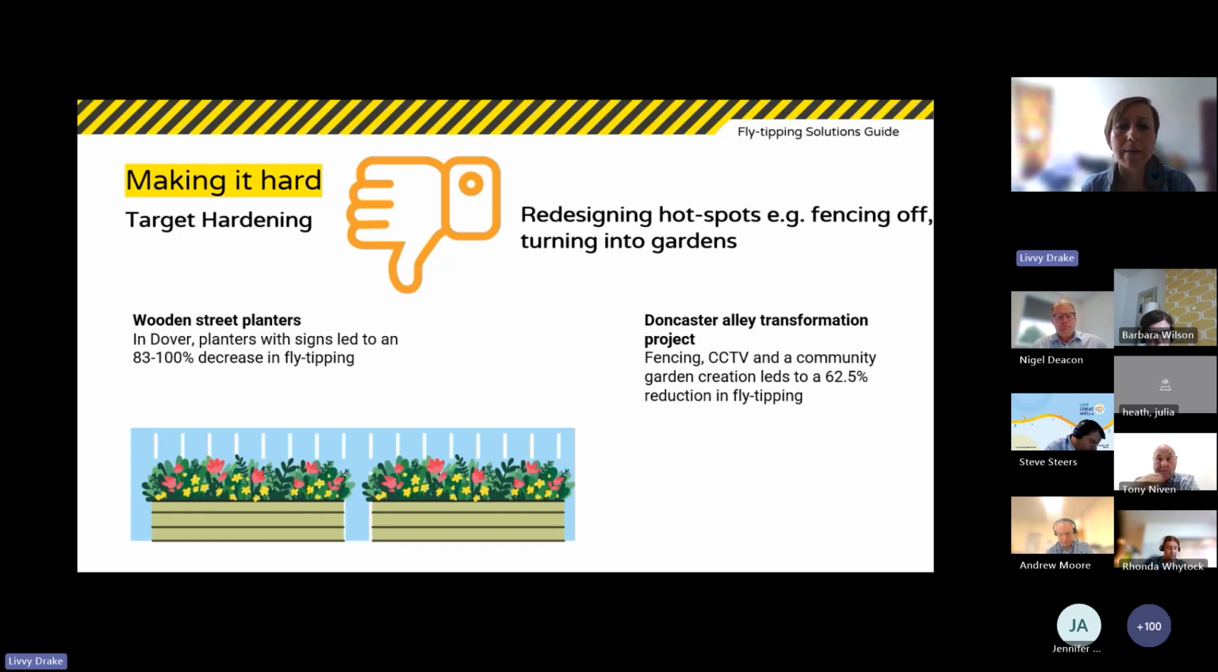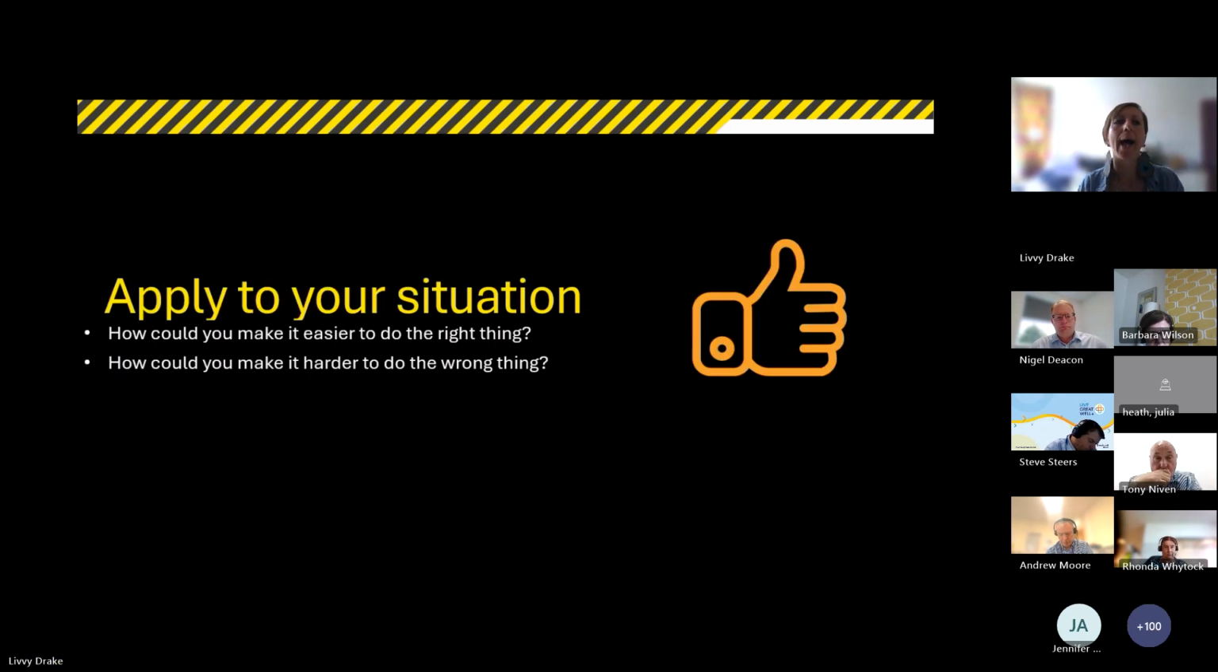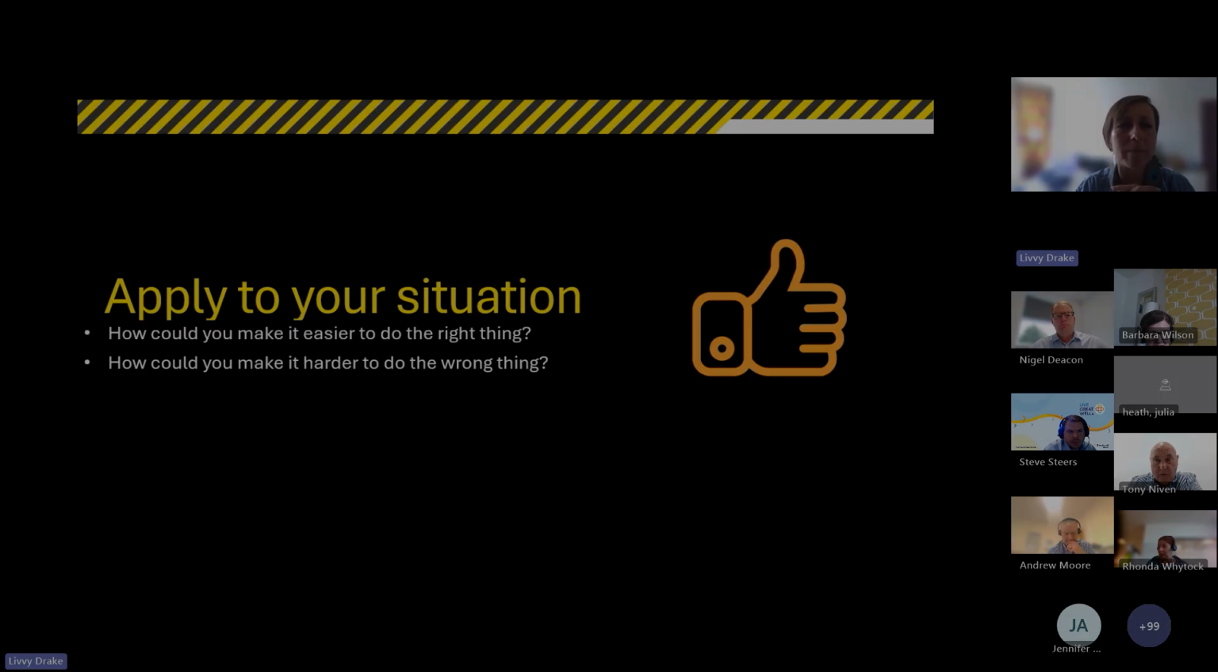So with these things in mind, how could you apply this to your situation? Just a couple of minutes to think: how could you make it easier to do the right thing? How do people get access for the council to come and collect things? How could you make it harder to do the wrong thing? Where can you put up blocks or barriers? What would make that work? Just a couple of minutes and I'm going to stop talking.